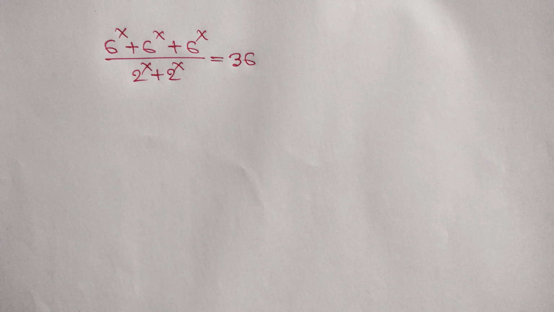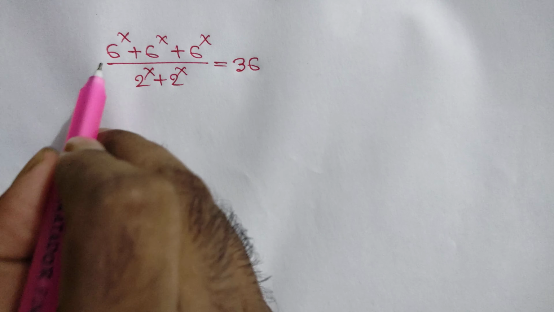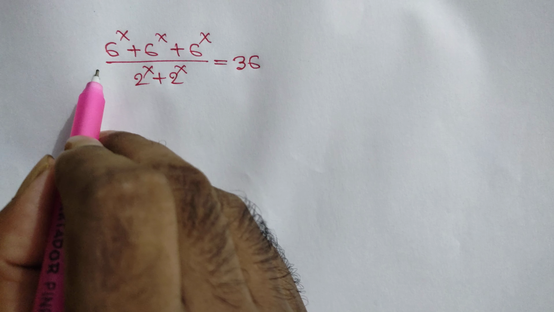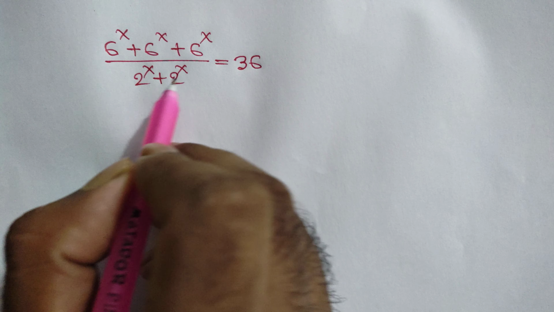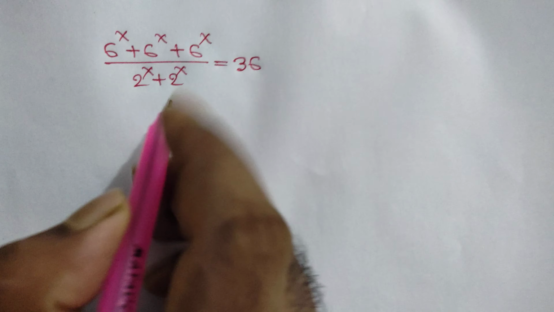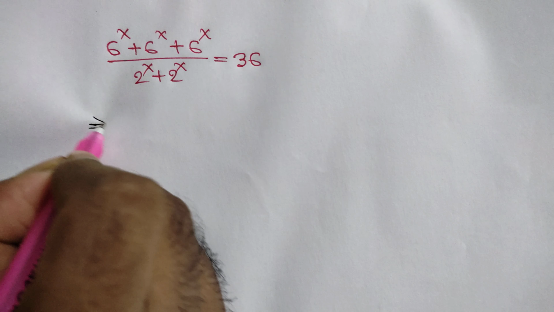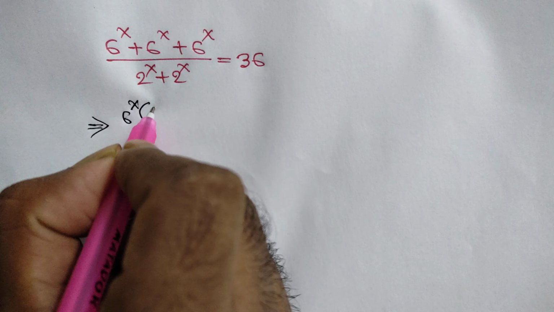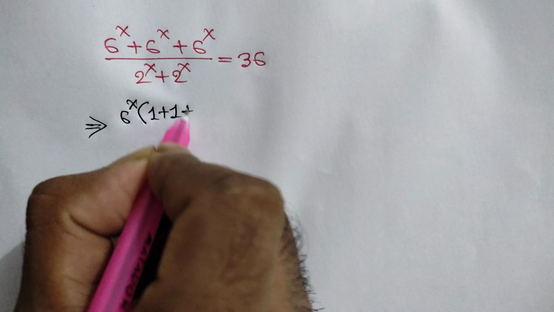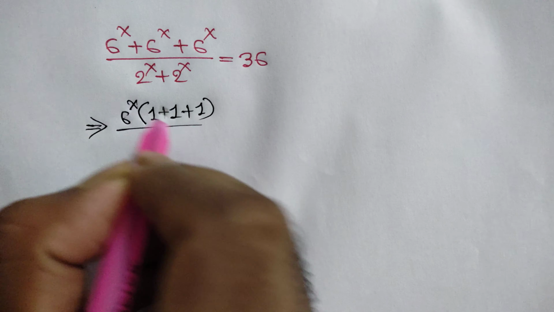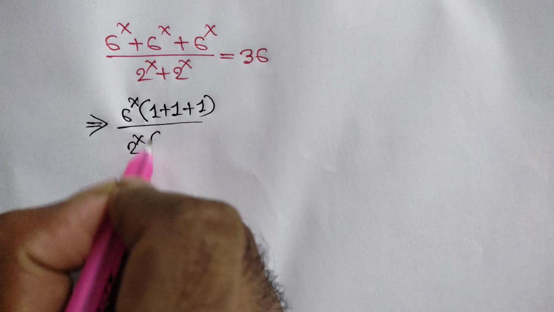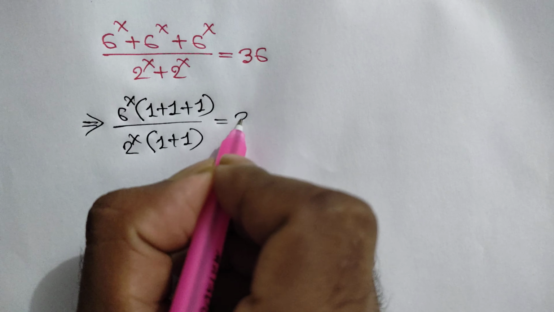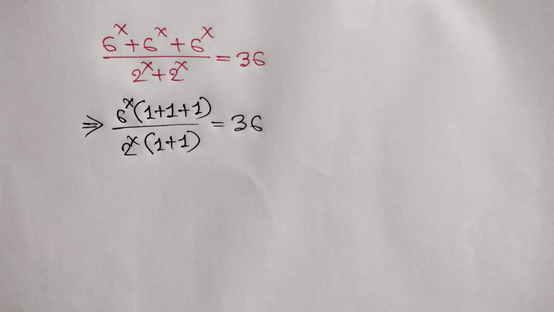In this video I am going to show how to find the value of x where 6 to the power x plus 6 to the power x plus 6 to the power x over 2 to the power x plus 2 to the power x is equal to 36. Taking common 6 to the power x, we will get 1 plus 1 plus 1 over, now taking common 2 to the power x, we will get 1 plus 1 is equal to 36.